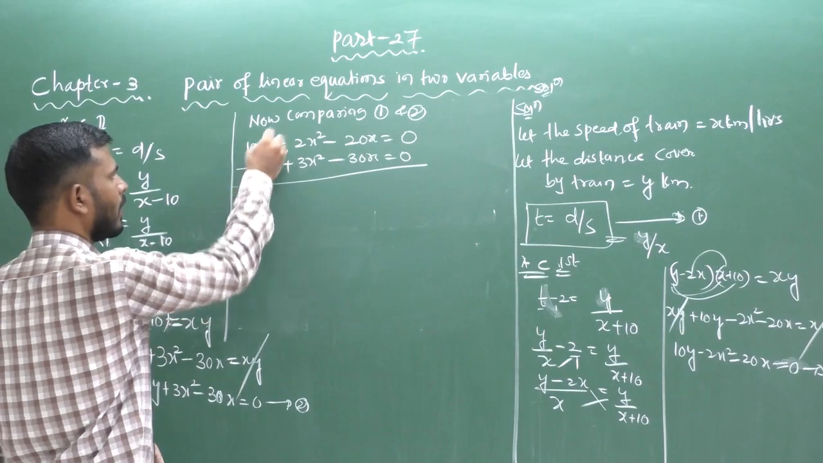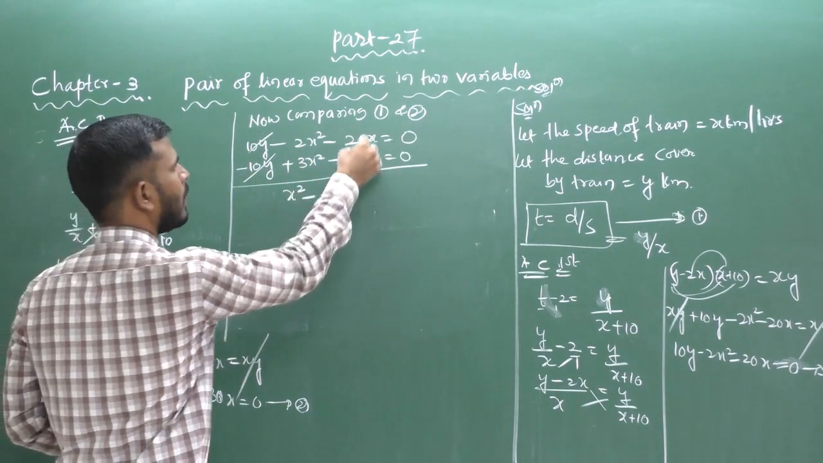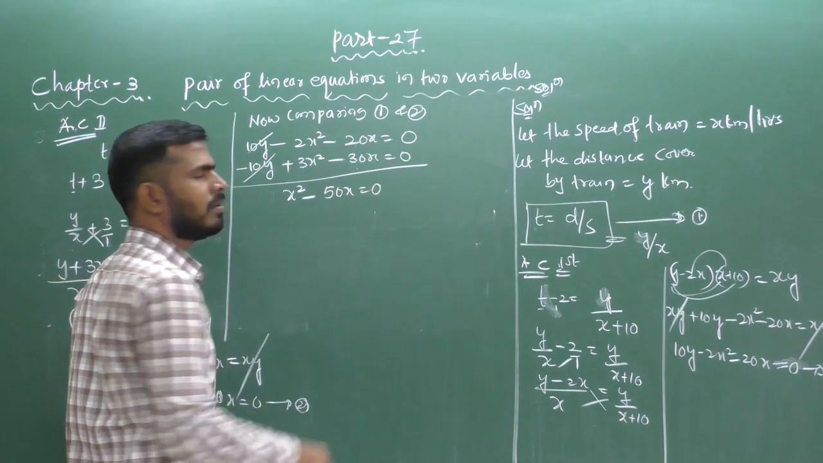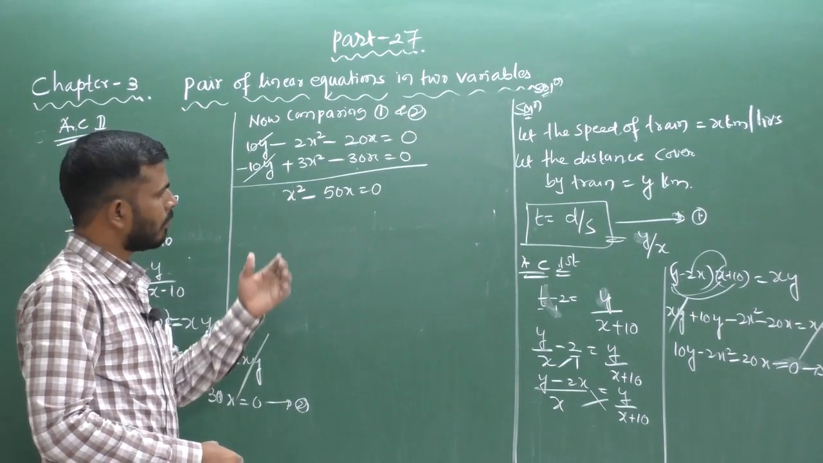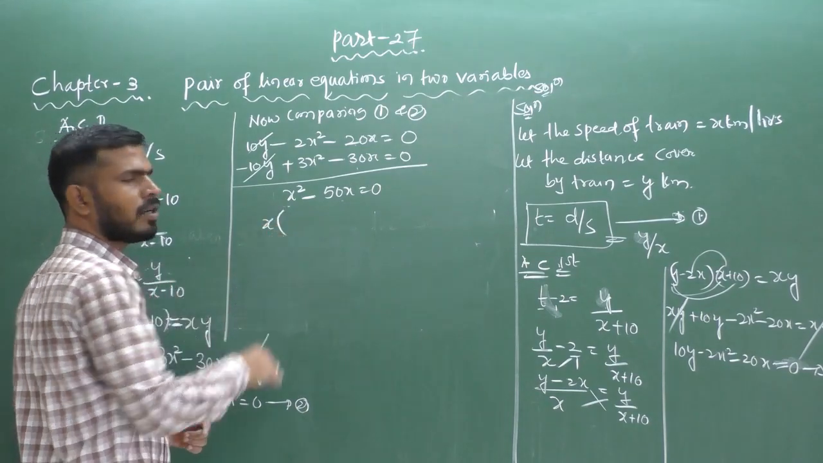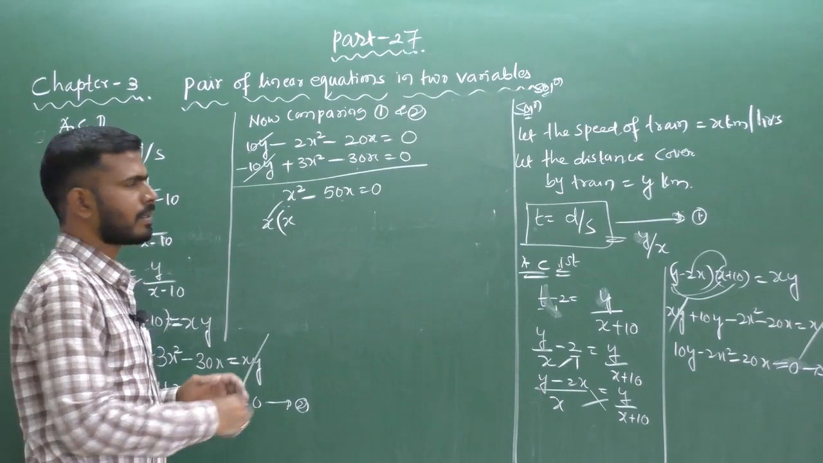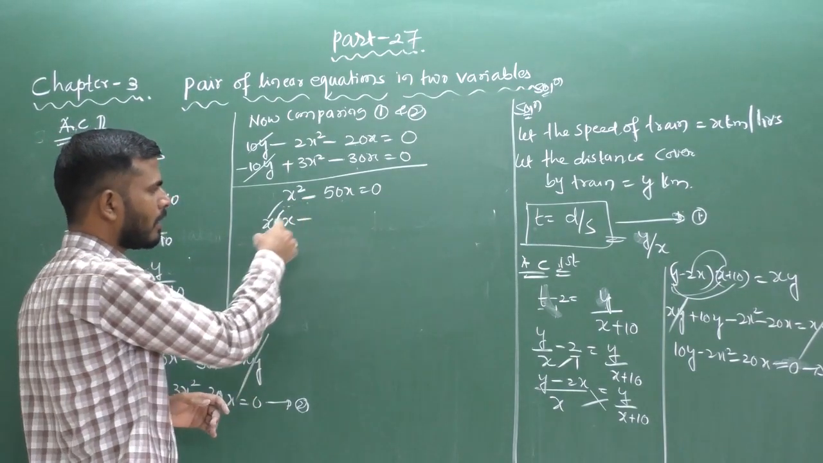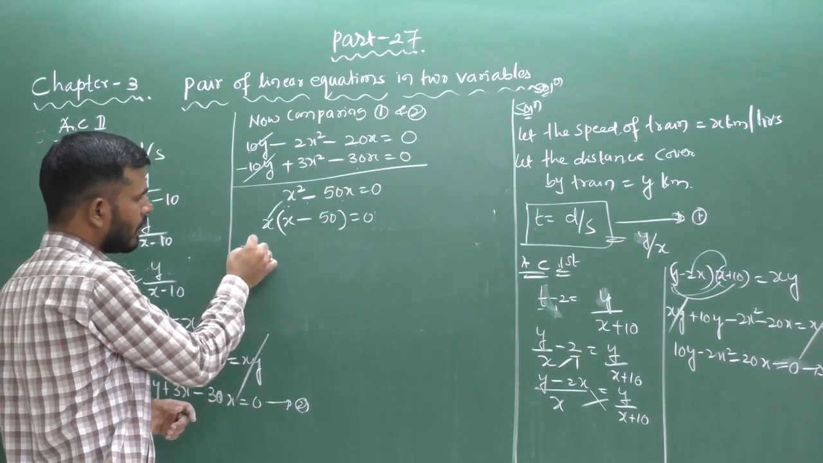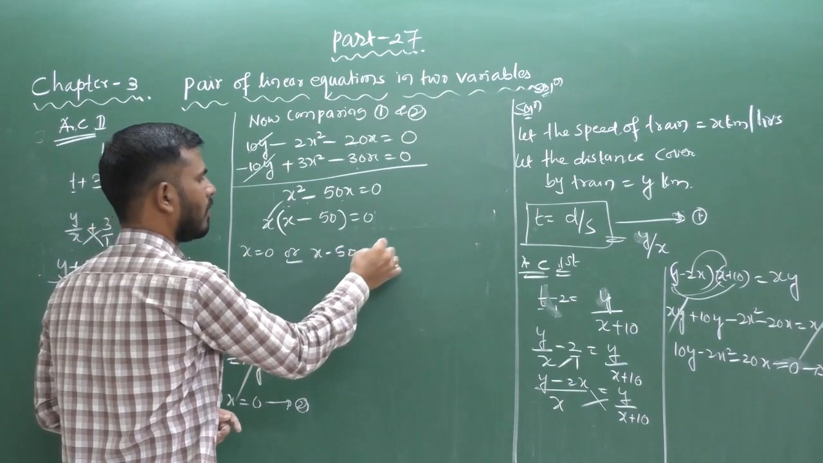Minus 10y plus 10y gets cancelled. 3x square minus 2x square is x square, and both are minus, that is minus 50x equal to 0. Next step, take the common factor of these two terms, that is x. Taking x outside, the remaining is x minus 50 equal to 0. So x equal to 0 or x minus 50 equal to 0.